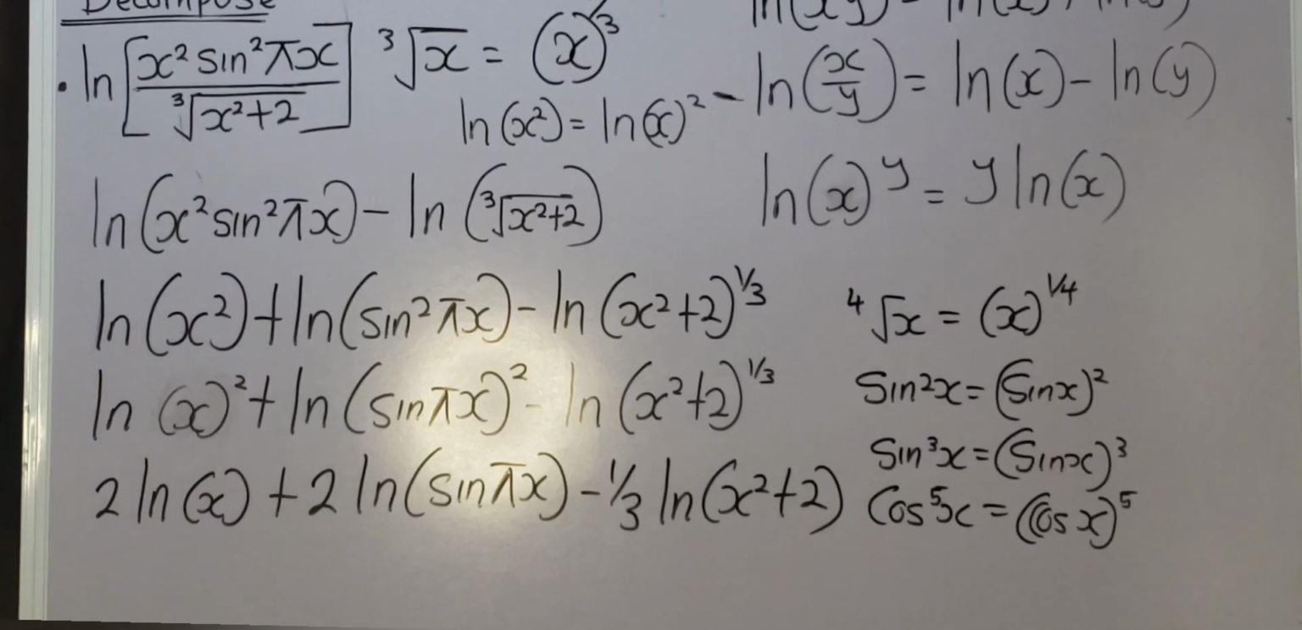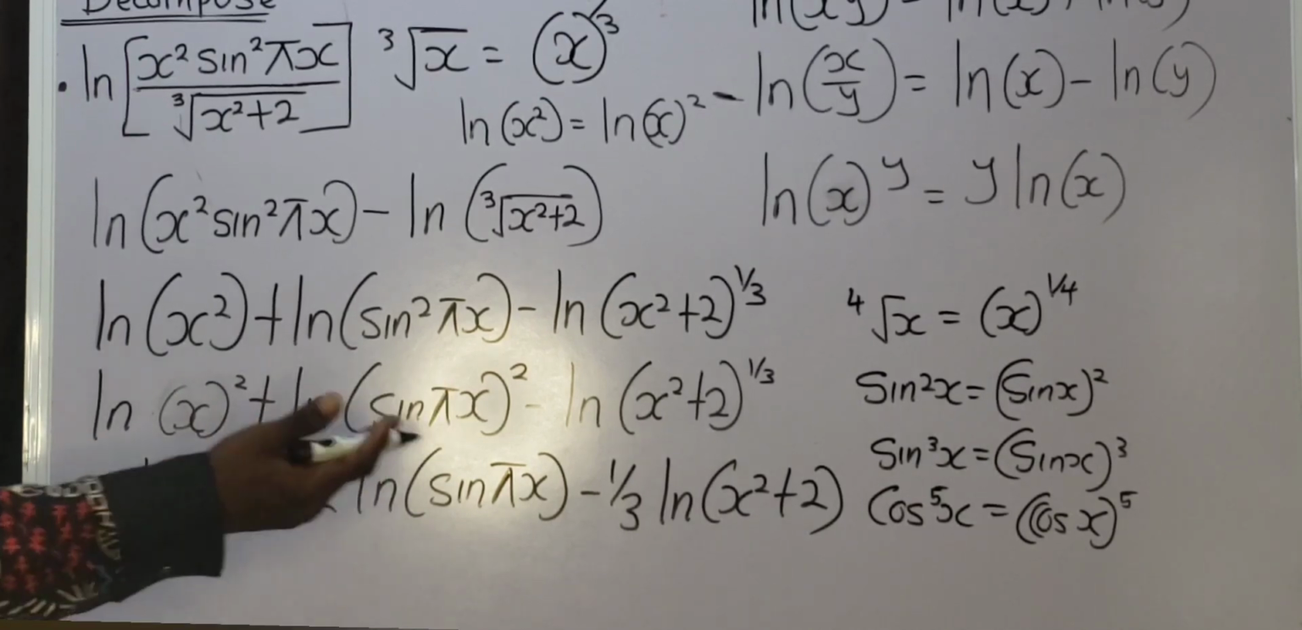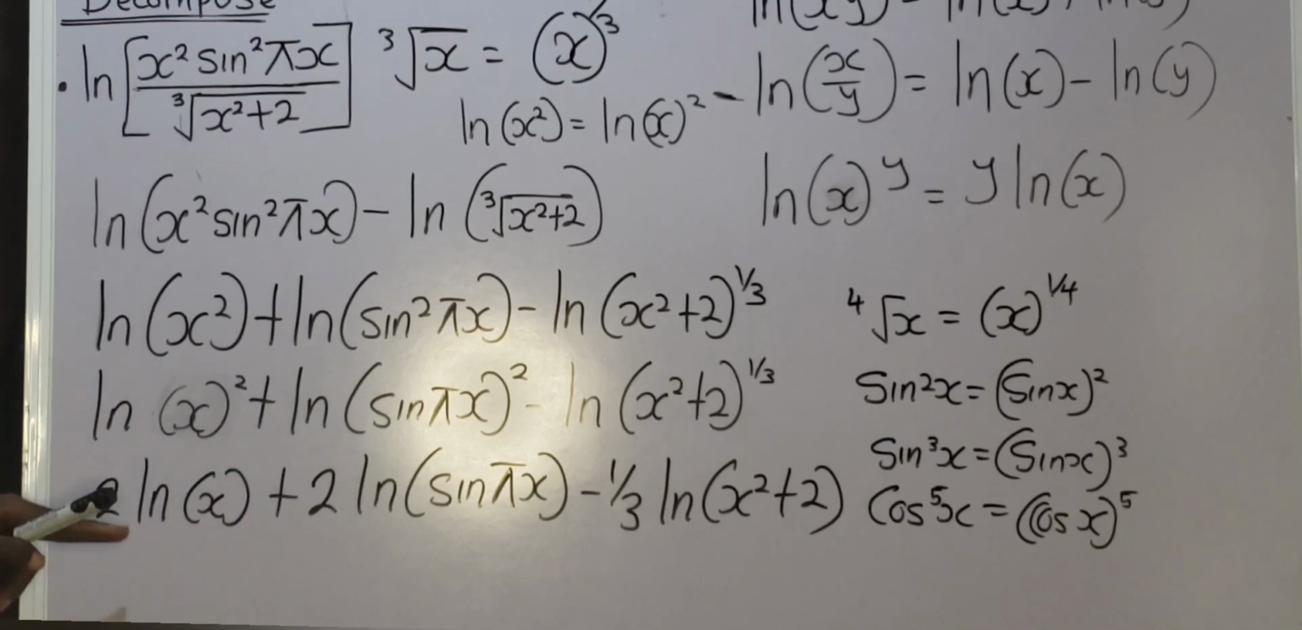Now let me ask you, between this and this, which one is easy to differentiate? Yeah, this is easy to differentiate because you have reduced it to the lowest form. You have reduced the function to its lowest form. So it is very easy to differentiate at this point.